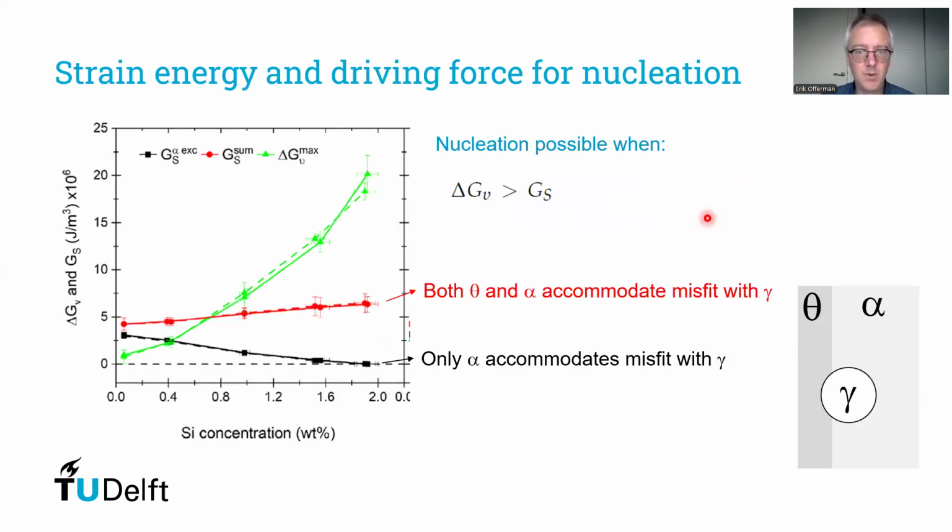So if we do all these calculations, we can compare the driving force for the nucleation to the misfit strain energy. And we know that nucleation is only possible when the driving force is larger than the strain energy. So in this regime, the green line, the driving force is larger than the strain energy. So here we can see austenite nucleation, which we indeed experimentally observed from our dilatometry measurements, that the transformation had indeed started.